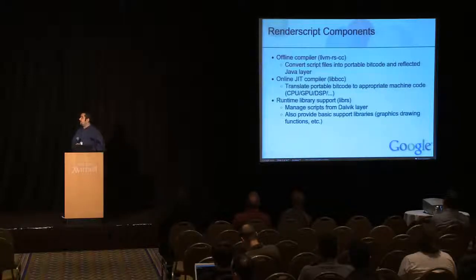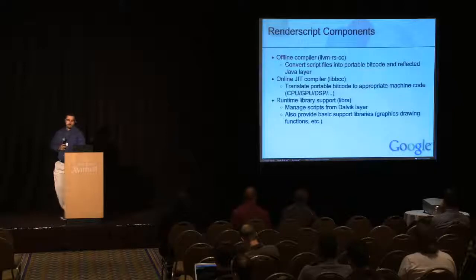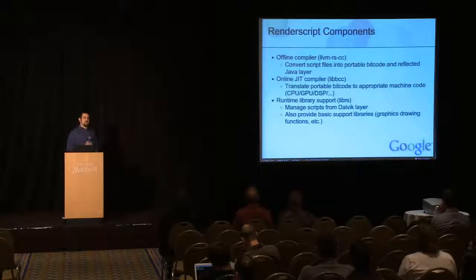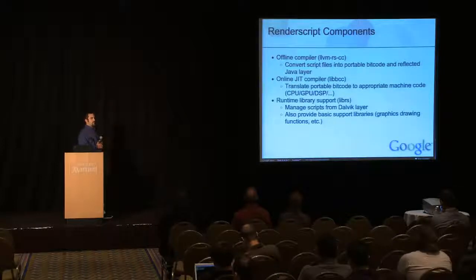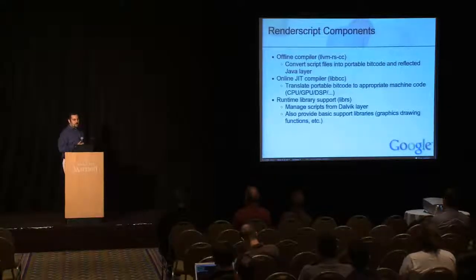So there are three things that generally make up all of Renderscript. We have an offline compiler, and this is the thing that actually converts our Renderscript source language into a portable bitcode file, as well as a reflected Java file. Well, actually, one to many reflected Java files.